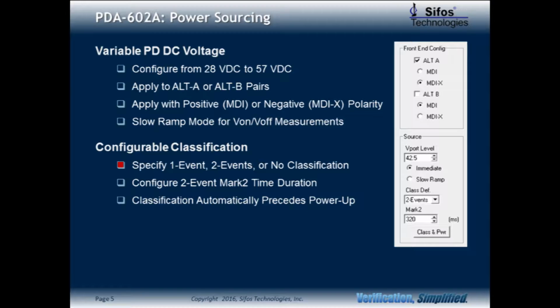Generally, when powering a PD, the PDA602 will first classify that PD using physical classification. This classification can be specified as a single event, that is, one class pulse, two event or two class pulses, or none to bypass classification altogether. Type 2 PDs interpret two-event classification as an authorization to exceed 13-watt loading. Given the two-event configuration, users can also specify the mark time between the second class pulse and the application of DC power. This enables margin testing of Type 2 PDs that must retain memory of the class pulse count.